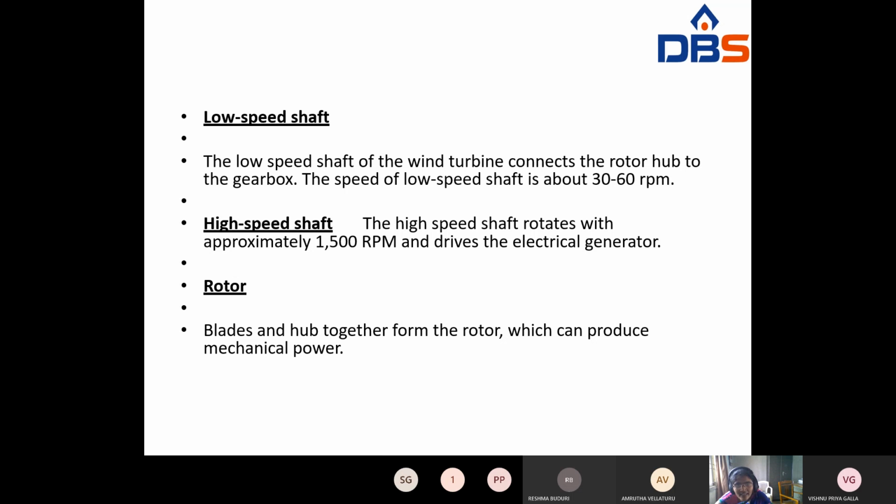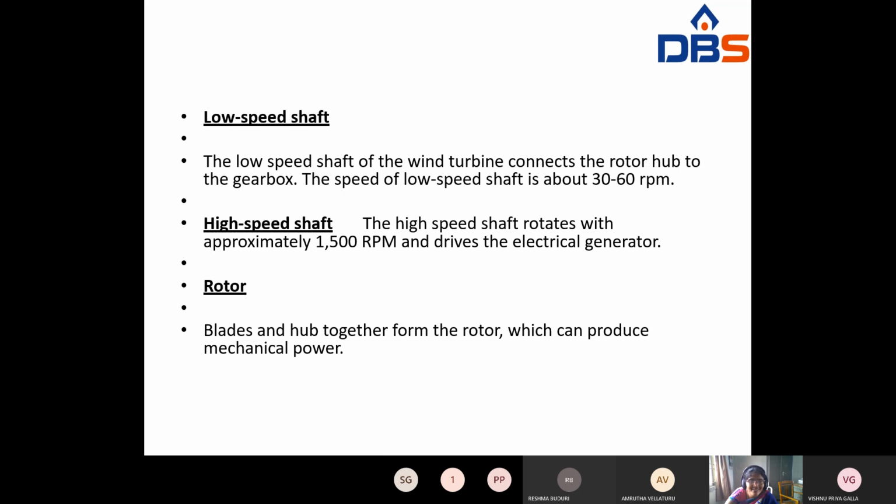So the gearbox is connected to the generator. The high speed shaft rotates the electrical generator directly, and this is the synchronous speed of 1500. Any generator or motor will rotate at this synchronous speed, that is 1500 rpm, which is a constant value.